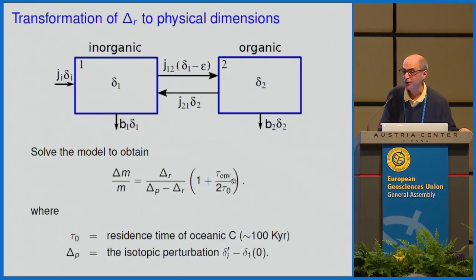The time-dependent term over here says that if you continue doing it, you have to be pumping more into it. And that time-dependent term has associated with it the time constant of the system, and that's the residence time, tau naught, of carbon in the oceans, which is about 100,000 years.